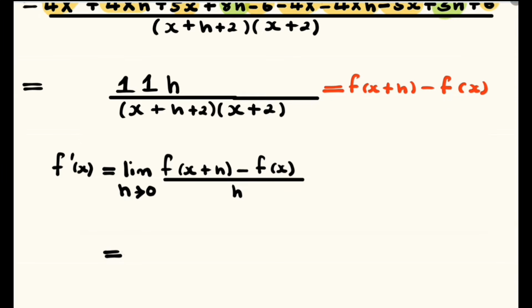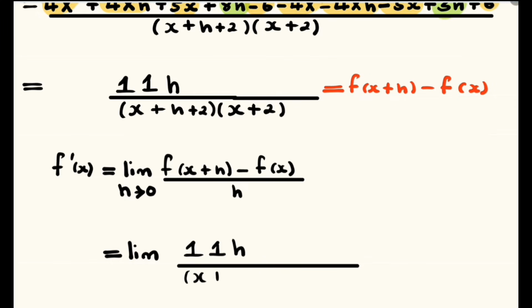So from here, let's substitute. We have the limit of f of x plus h minus f of x. We determined it to be equal to 11h divided by (x plus h plus 2) multiplied by (x plus 2), as h approaches 0, but we have to divide by that h. We use the old division sign, so we divide by h.